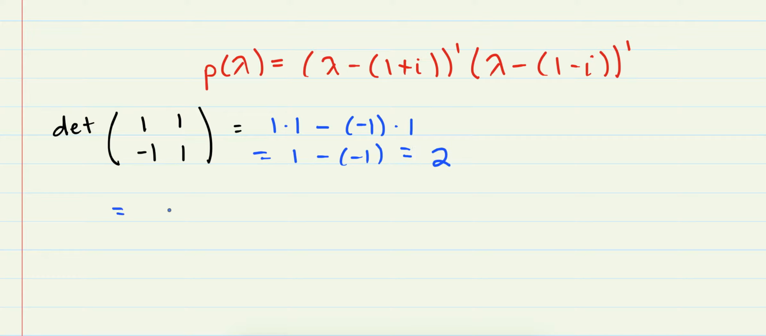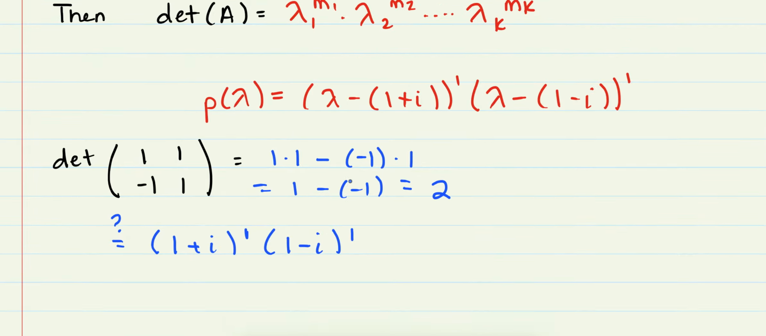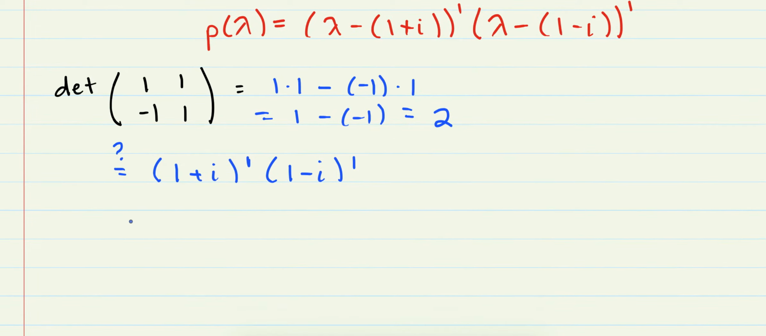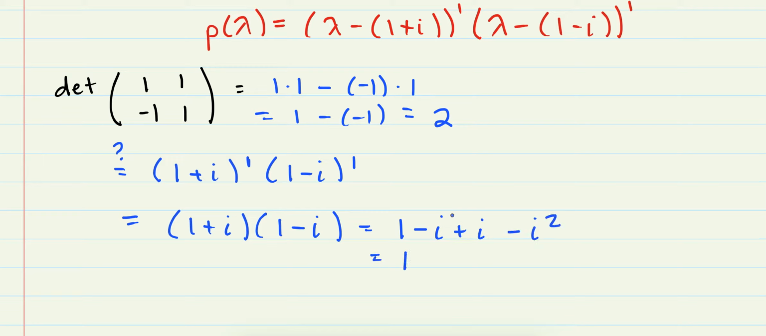So I claim that this is equal to, let's see if it's true, 1 plus i raised to the 1 times 1 minus i raised to the 1. That's what I have written here. We take the eigenvalues and raise them to their algebraic multiplicities. Is it true? Well, this is equal to 1 plus i times 1 minus i. FOIL this, you get 1 minus i plus i minus i squared. These i's cancel, leaving 1 minus i squared. Since i is the square root of negative 1, this is 1 minus negative 1 because you're squaring i, so you get 2. So you can see that these are the same.